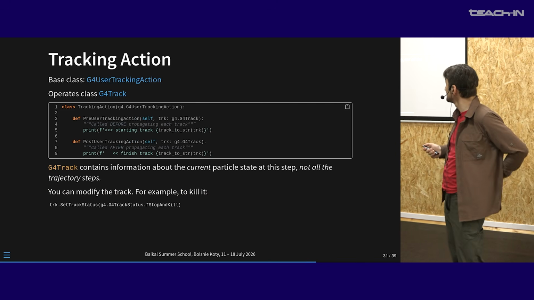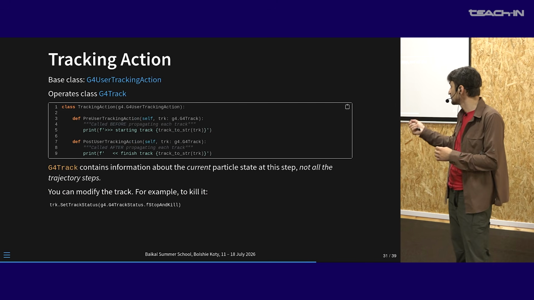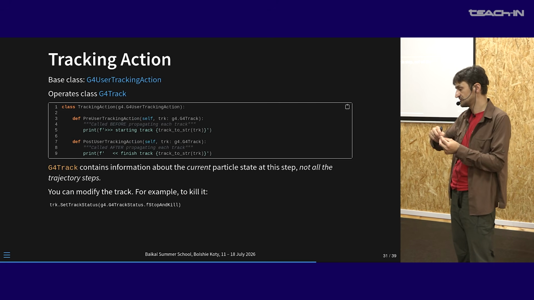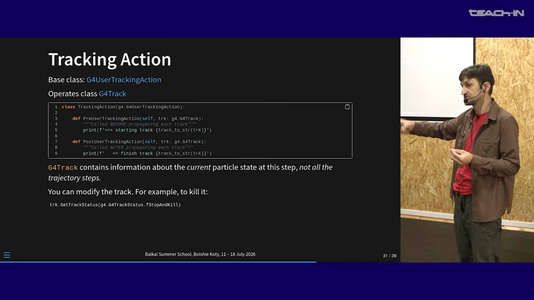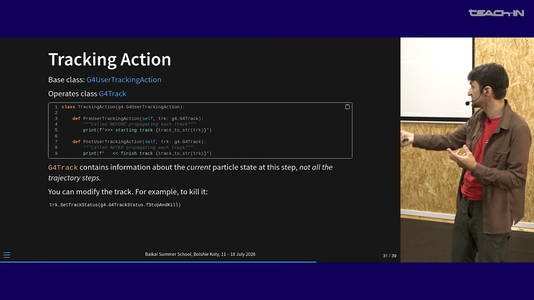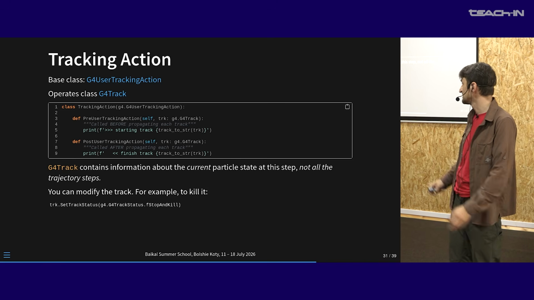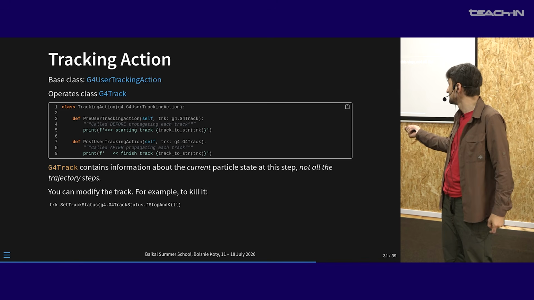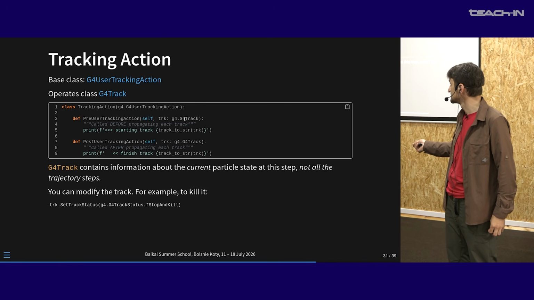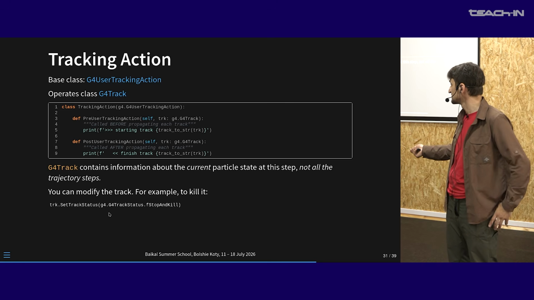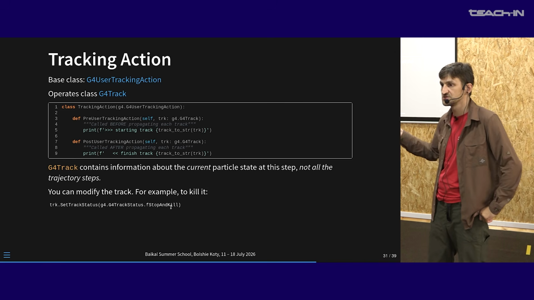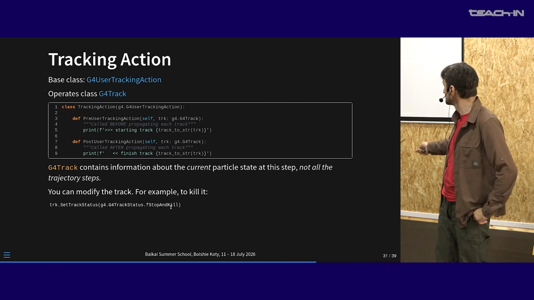Tracking action is called when a new track starts to be processed and when it finishes. So we can get initial or final information about the track, and also we can modify the track somehow. For example, we can kill it if we set, in this G4Track container, its status to stop and kill. Under some conditions, if we don't like it, we can do this.